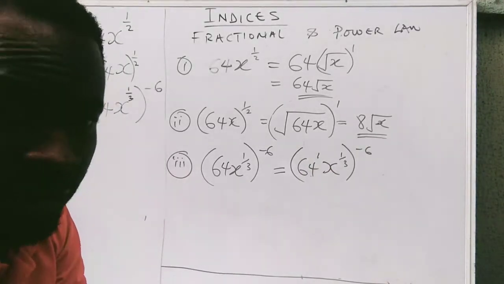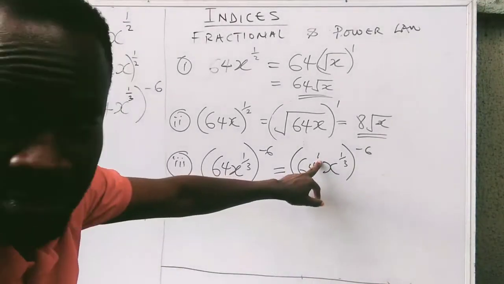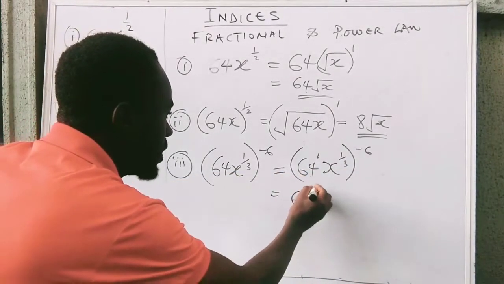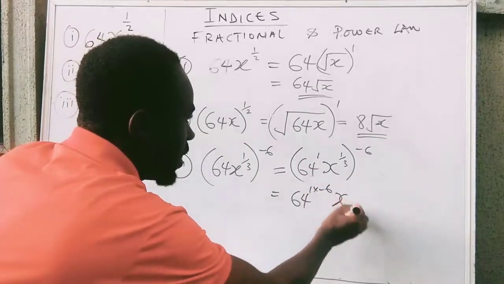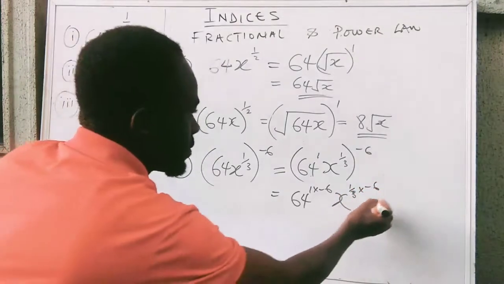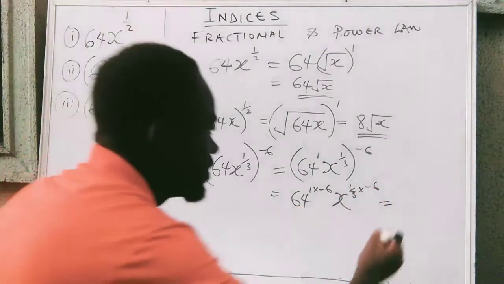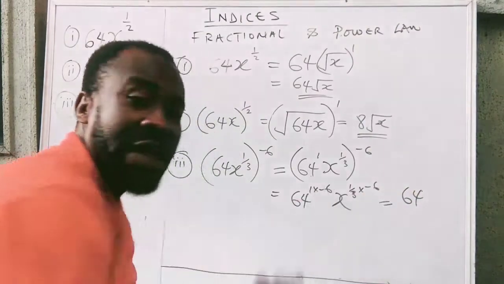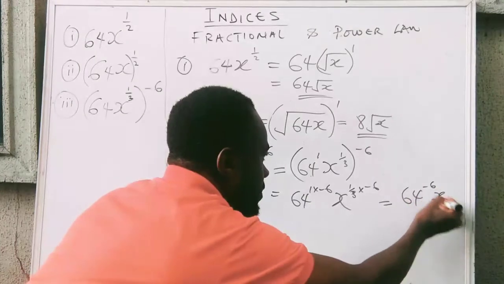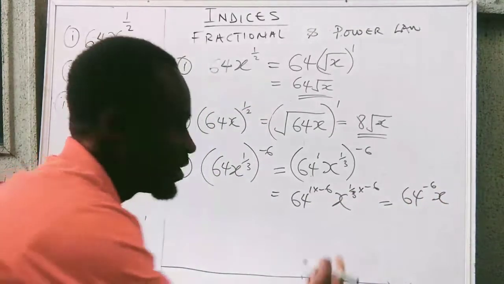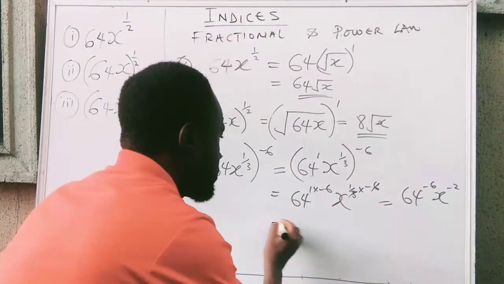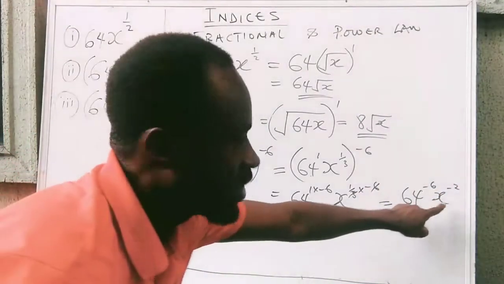Now let's apply the power law here. The power law says the powers inside the bracket times the one outside. So I'm having 64 to the power of 1 times -6. Here I'm having 1/3 times -6. So this gives me 64. 1 times -6 is what? It's -6. And then x, 1/3 times -6. This 3 will cancel this 6. That gives me -2. So that I'm left with this and this.